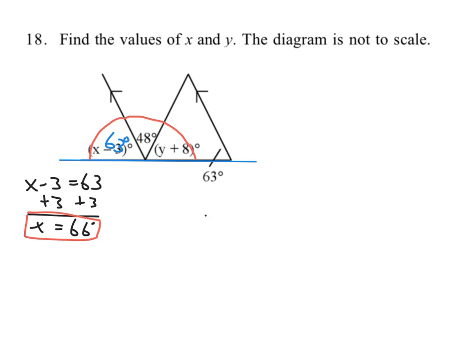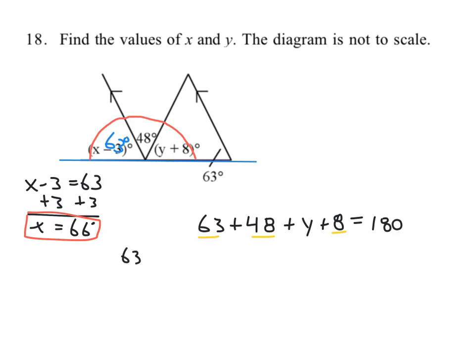And so we can add those together. We can say 63 plus 48 plus y plus 8, that missing amount that we're looking for, right? All of those three together equal 180 degrees. Okay, so I'm going to take all of these constants that are like terms, and I'm going to sum them up.